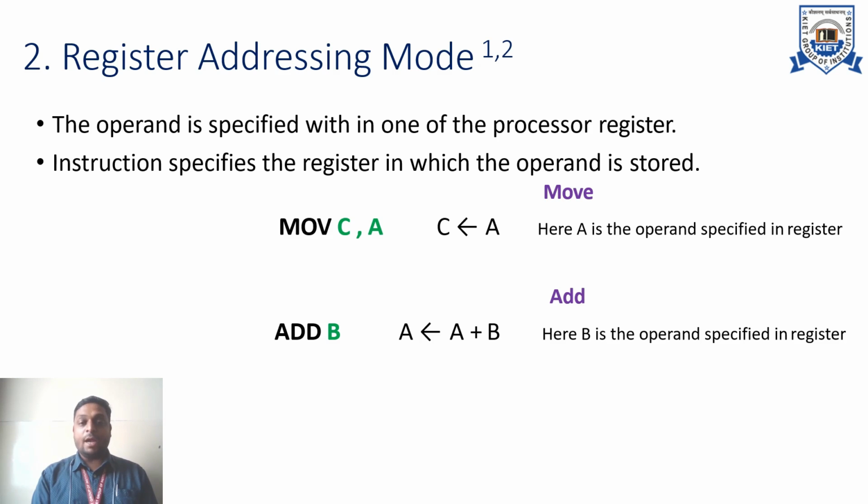Next example is ADD B. In this case, content of register B will be added with the accumulator register, and the result is stored in the accumulator register itself.